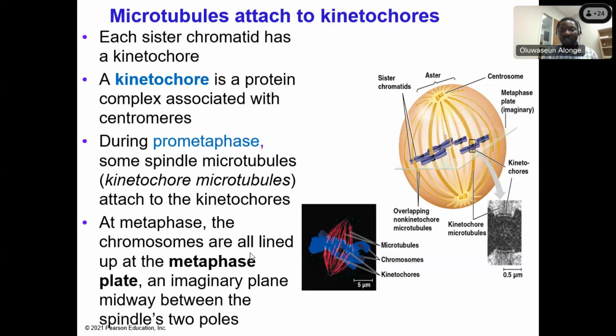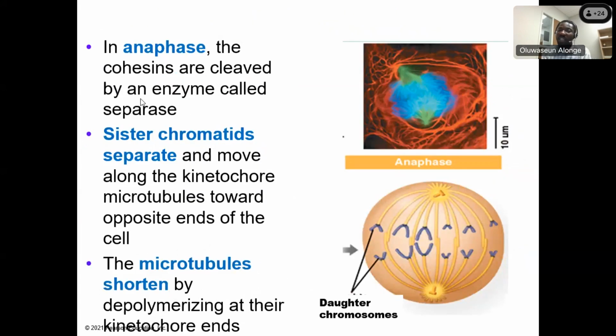Now, at metaphase, the chromosomes are lined up at the metaphase plate, an imaginary line midway between the two spindle poles. So we call it the metaphase plate, we call it the equator, we call it the middle line. Now, in anaphase, what's going to happen? The cohesin is cleaved by an enzyme called separase. The sister chromatids will now separate. You see that? They will separate because the cohesin that joined them together has been removed. They will now separate and then the microtubules will move them separately.